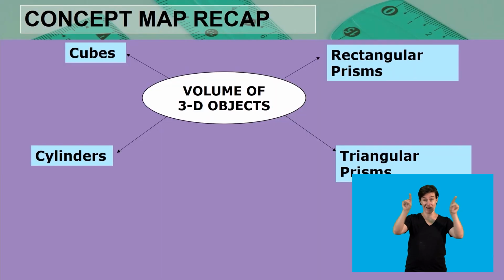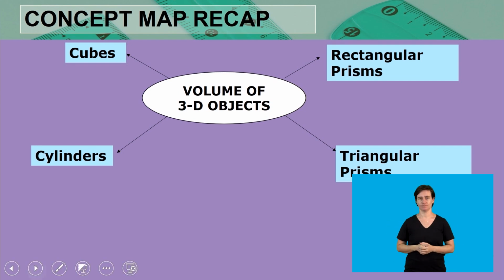Welcome back from the ad break, and let us continue with our lesson where we are going to wrap up everything that we have learned during this lesson. So just a recap of our concept map. Remember, we were focusing on the volume of 3D objects, and the objects that we looked at were cubes, rectangular prisms, triangular prisms, and cylinders. And those are the objects that we looked at during this lesson.